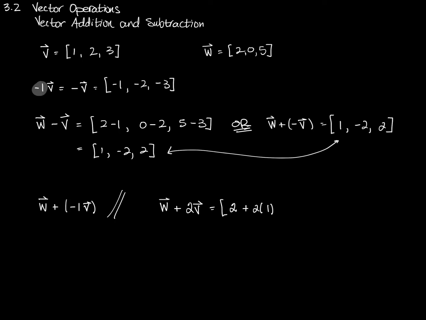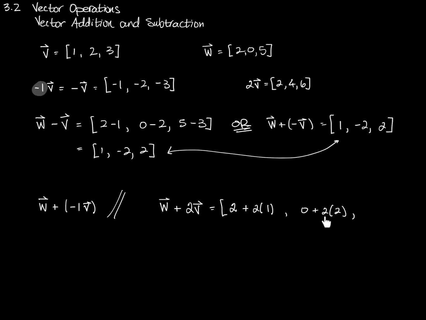Let me write it down here. 2v is going to be 2, 4, 6. And that, in this case, is what I'm adding to w. So I have 2 times the first component of v, which is 2, added to the first component of w. And for my second component, I'm going to have the second component of w, which is 0, plus 2 times the second component of v, which is 2. Or I could just directly take the second component of 2v, right? That's really what's going to happen here.